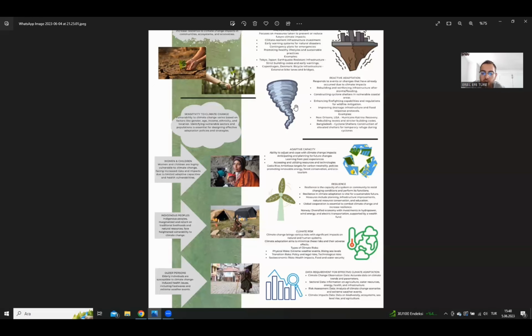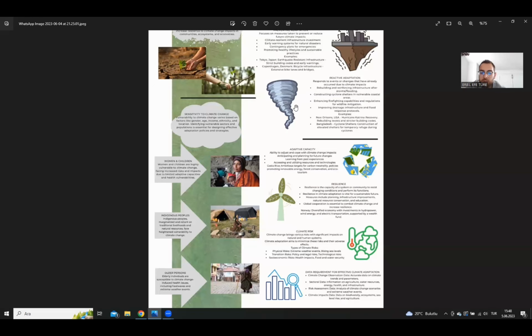Climate risk. Climate change brings various risks with significant impact on natural and human systems. Climate adaptation aims to minimize these effects by creating resilient systems and analyzing climate risk. Climate risk analysis involves evaluating scenarios, risk assessment, and developing risk reduction strategies. Types of climate risk.